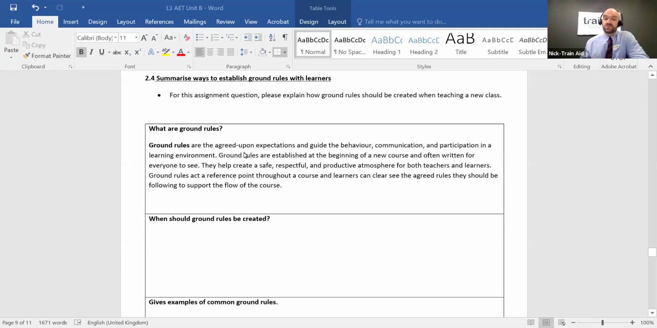So that is it. That is summarise ways to establish ground rules with learners. As mentioned before, they're done at the start of the course. They're really there to empower learners to create a positive culture or atmosphere. And learners, when they know about the rules, they will hopefully police them as well.